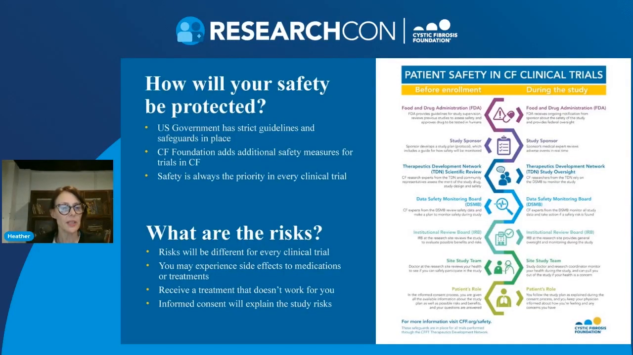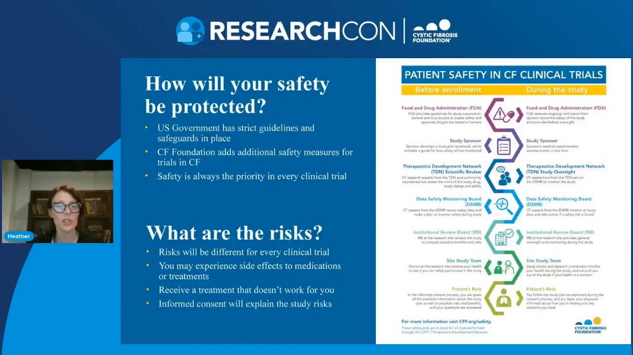So how will your safety be protected? This is a very important question, right? The U.S. government has very strict guidelines and safeguards in place. This includes protections like the FDA, and they have guidelines that sponsors and study sites have to follow. Study sponsors are held responsible and are required by the FDA to have guidelines in place for how they're going to conduct studies and what their safety monitoring plan looks like.